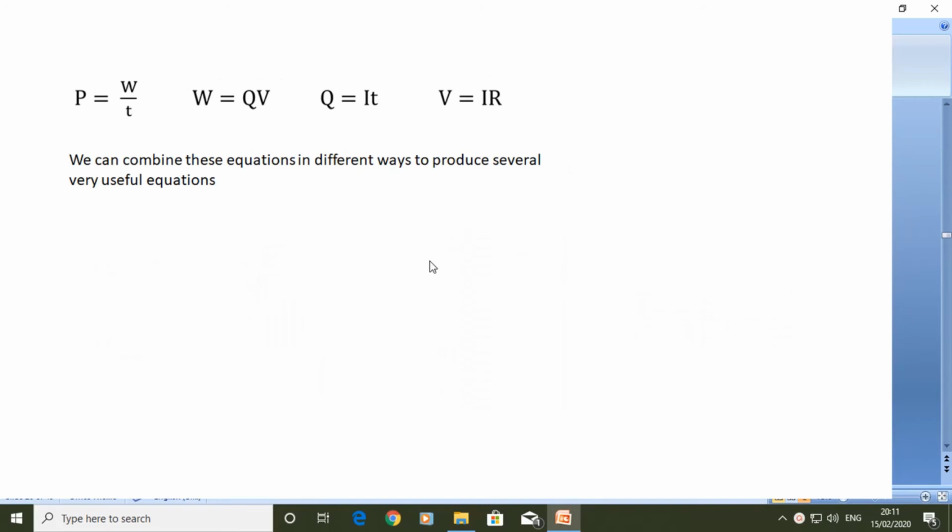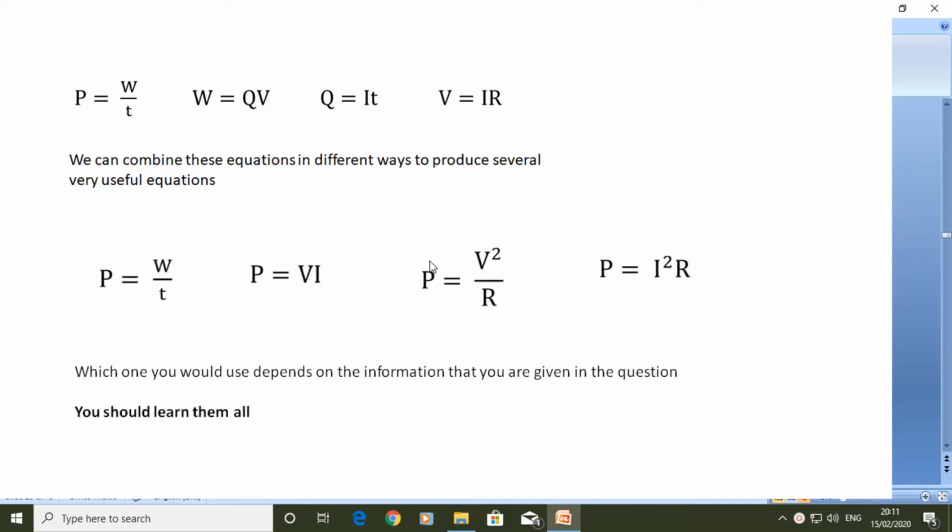Here are some equations that we already have now, which you should have learnt by now. If we combine these equations, we get some very useful equations for power, which come in handy in different situations. We've got power is energy transferred over time. P equals VI, which you should know from GCSE. Then we've got power is V squared over R, and power equals I squared R.